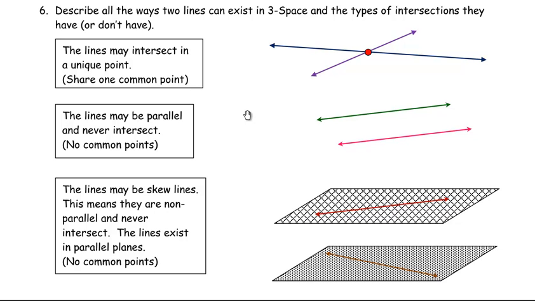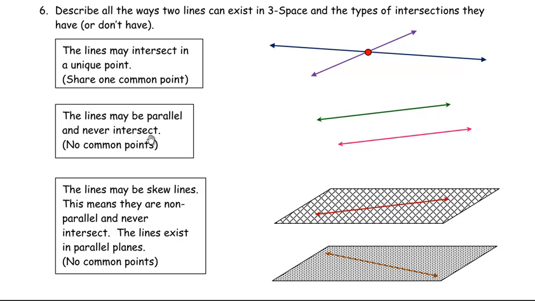Question number 6: describe all the ways two lines can exist in 3 space and the types of intersections they have or don't have. Two lines. So 2 lines might intersect in a point like this. Just like in 2-dimensional space, the drawing would look very similar. They cross and they intersect, they have 1 point in common. So 2 lines could exist having 1 point in common.